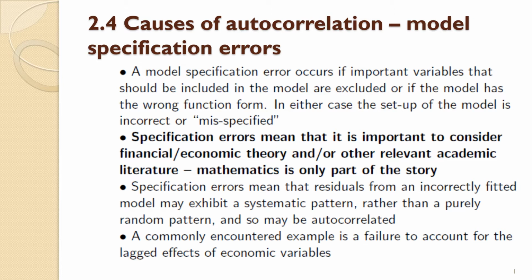As far as today is concerned, specification errors mean that residuals from an incorrectly fitted model may exhibit a systematic pattern, and as part of this, what you often see, rather than a purely random pattern, is some autocorrelation in the residuals. A commonly encountered example is to account for the lagged effects of economic variables. So variables that occurred, say, last week, perhaps last week's stock price still has an impact on today. This would be a lagged economic variable.